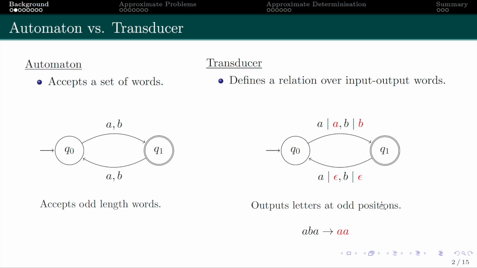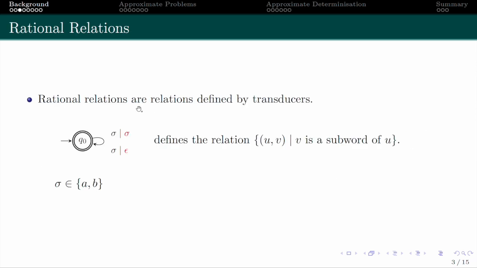Transducers can be seen as defining a relation between input and output words, and such relations are called rational relations. This is another example of a rational relation, which is the set of all pairs of words (U, V) where V is a subword of U.